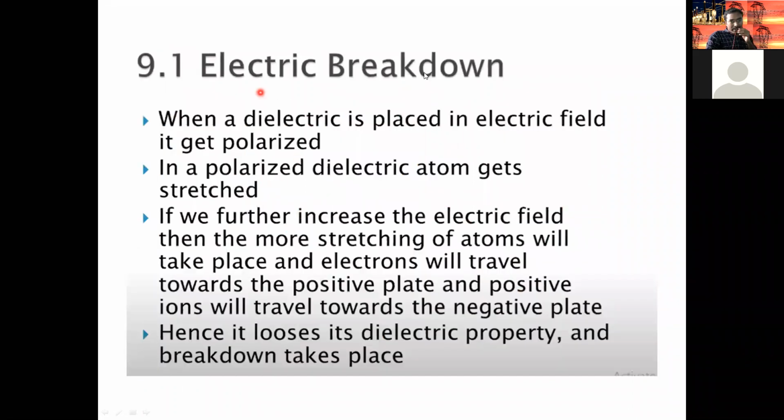There is some theory about electric breakdown, with the same concept. When a dielectric is placed in an electric field, it gets polarized. In a polarized dielectric, atoms get stretched. If we further increase the electric field, more stretching of atoms takes place, electrons travel towards the positive plate, and positive ions travel toward the negative plate. I already explained this total concept. The material loses its dielectric property and the breakdown takes place. This is the procedure of how breakdown occurs across solid type dielectric materials.